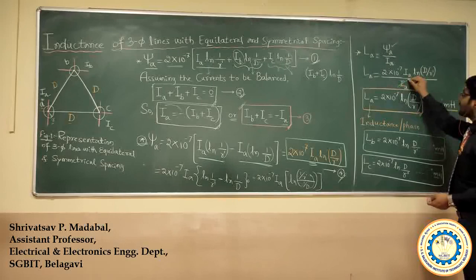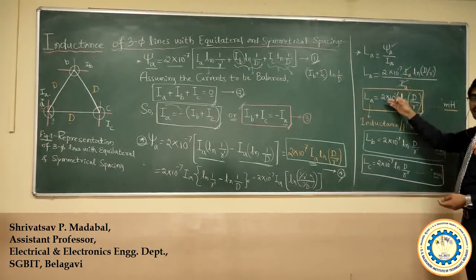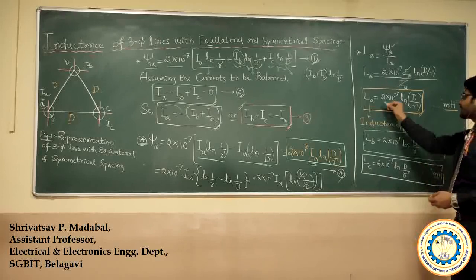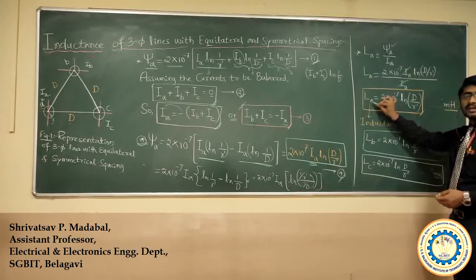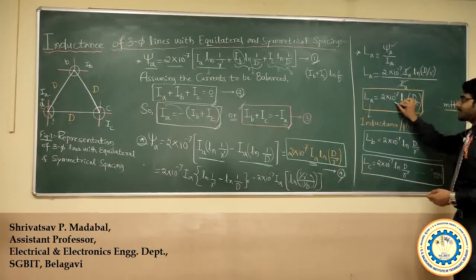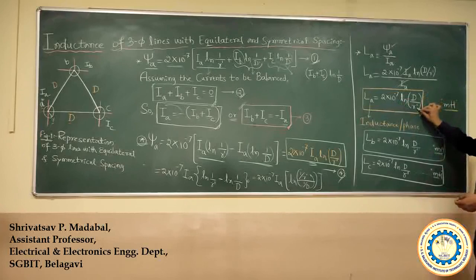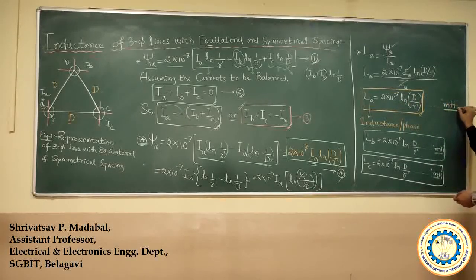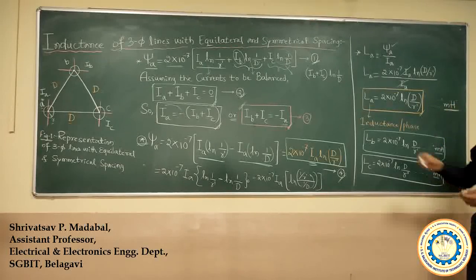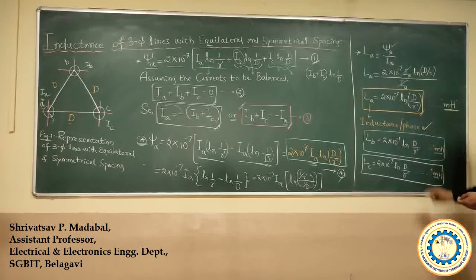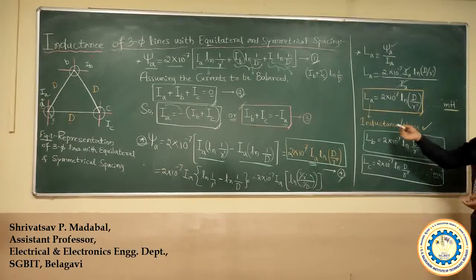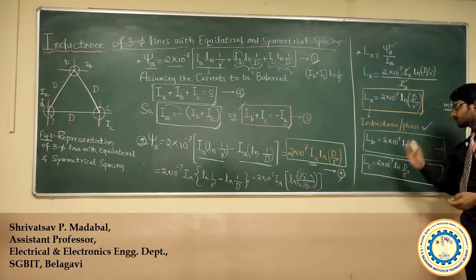So let us keep IA as it is. The common term is IA, so I will strike it out, such that I will be finding the value of inductance with respect to the conductor A. It is given as L subscript A, which means the inductance of conductor A is 2 into 10 raised to minus 7 ln of d by r dash. Obviously inductance will be expressed in terms of millihenries, but whatever equation I have found out, it is the inductance per phase value. You have to be very sure of this because it will be helpful for solving the problems.